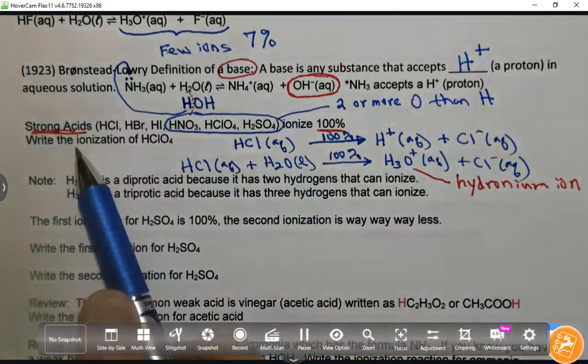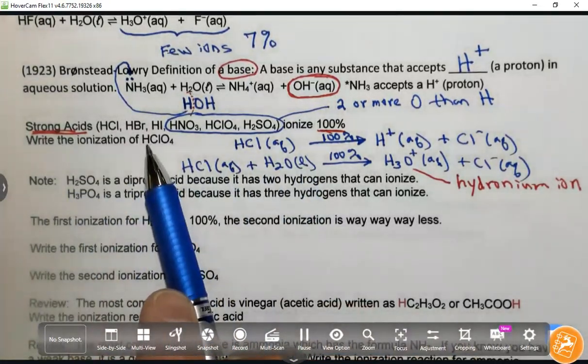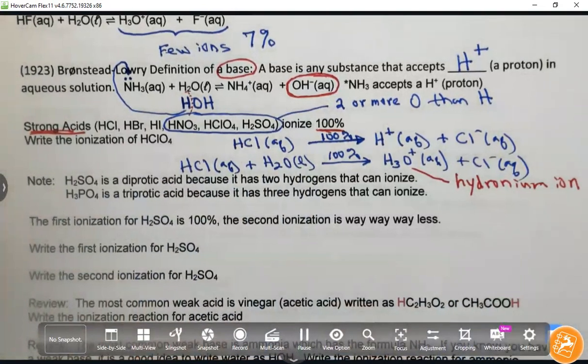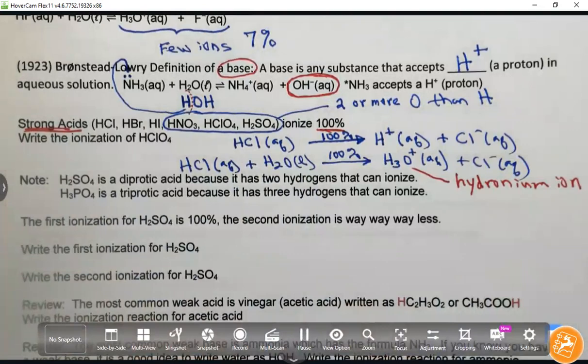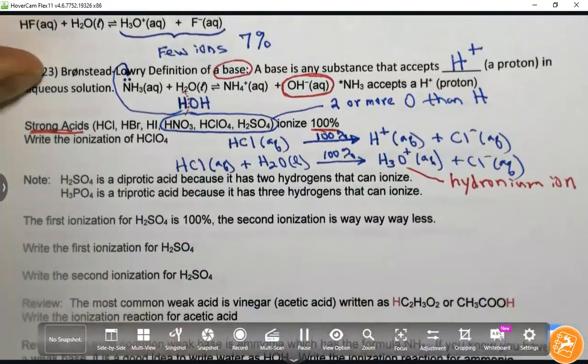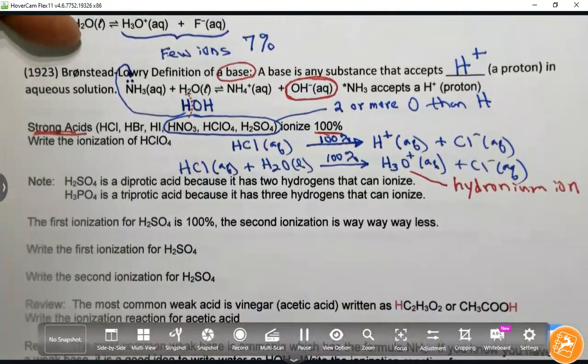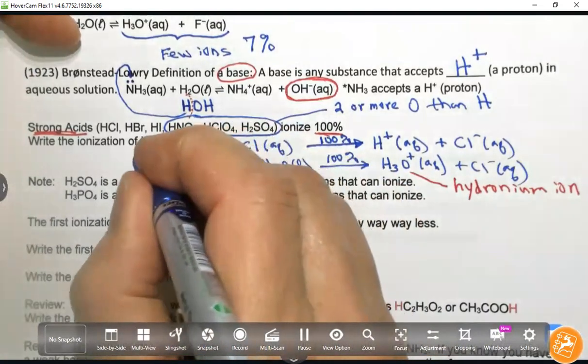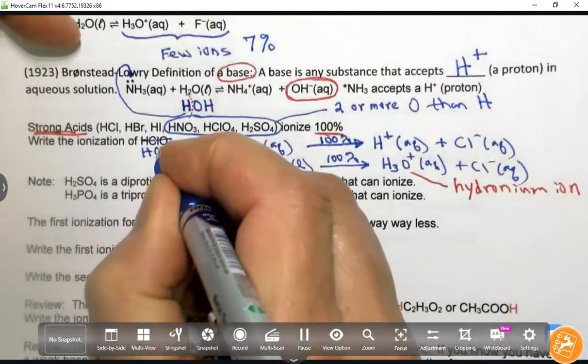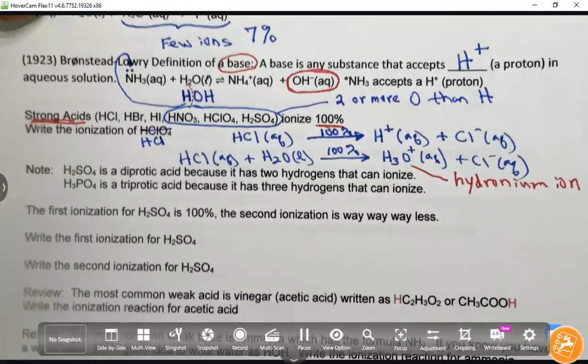Then I have write the ionization of perchloric acid. And I didn't do it there, did I? Why didn't I do it there? I did hydrochloric. Well, that's all right. We just changed it to HCl. That's fine, because we did HCl.